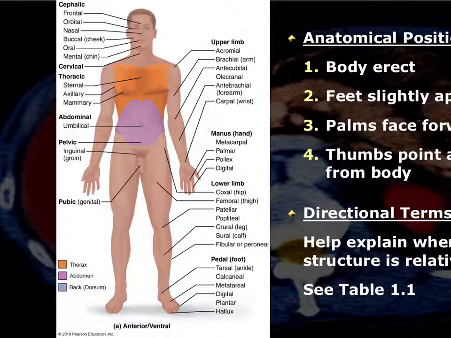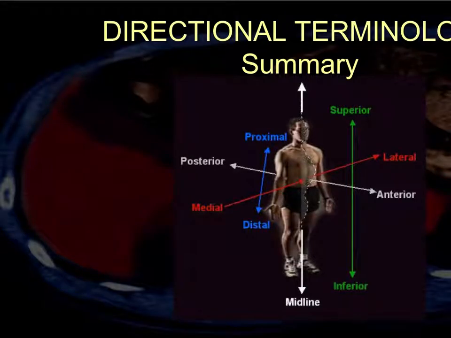Okay, you're erect, feet slightly apart, palms facing forward and thumbs away. Okay, this gives us a place to start as we look at directional terms, as we look at how things are related to other things in the body. Okay, so just make sure you know anatomical position. Okay, so once we get you in anatomic position, then we can say, well, how is something related to something else? So we have directional terms.